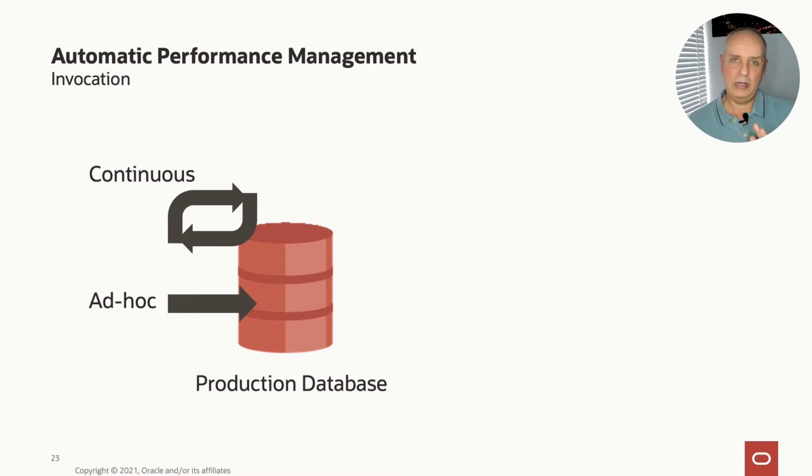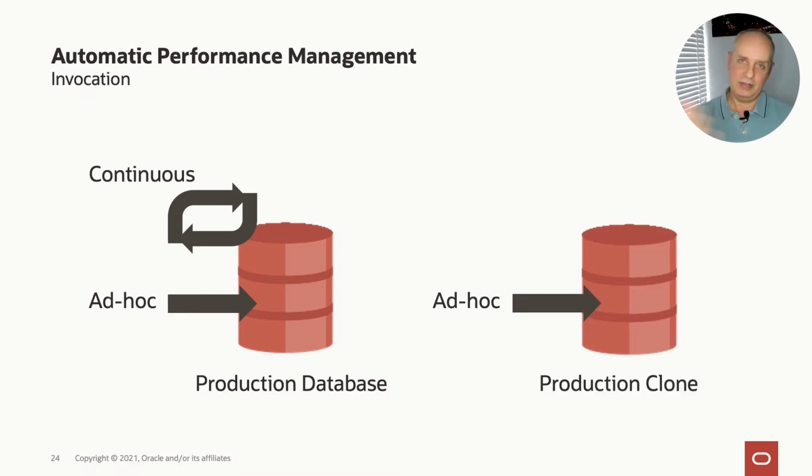And depending on the particular automation we're using, we also have the option to invoke this in an ad hoc manner. So in other words, we can, if we want, ask the question, can you tell me about X or Y now? Or can you tell me and implement in one go? And this can all happen on a production database, of course, because as I said, it's hidden. Other possibilities are running, for example, ad hoc on a production clone.